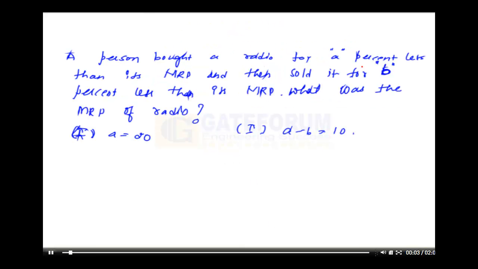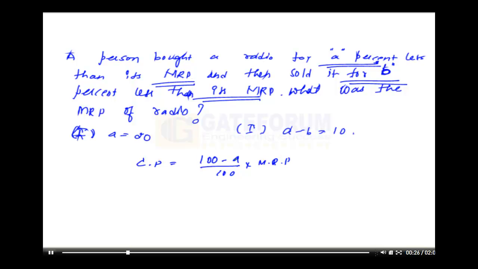A person bought a radio for A% less than its MRP, and he has sold it for B% less than its MRP. Now he is asking what is the MRP of the radio. Let us look into the given information first. The cost price of the radio is A% less than MRP, so it is nothing but 100 minus A by 100 into MRP. Now the selling price is given as B% less than MRP, so it is nothing but 100 minus B by 100 into MRP.